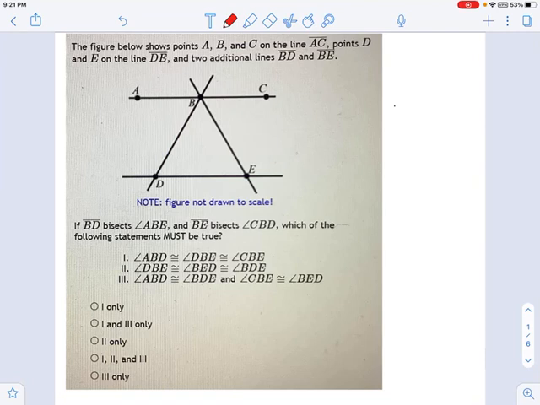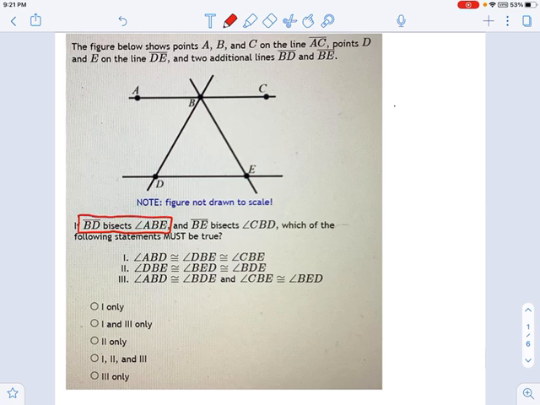As you look at this figure, we've got a bunch of words up here, which basically just describe the shape. If you want, you can read that over, but I'm not going to say anything because it's all captured in this image. What I am going to say, though, are these interesting things down here. BD bisects angle ABE. So let's talk about what that means.